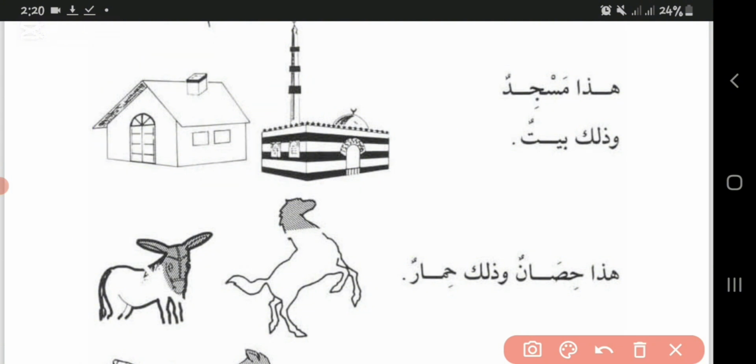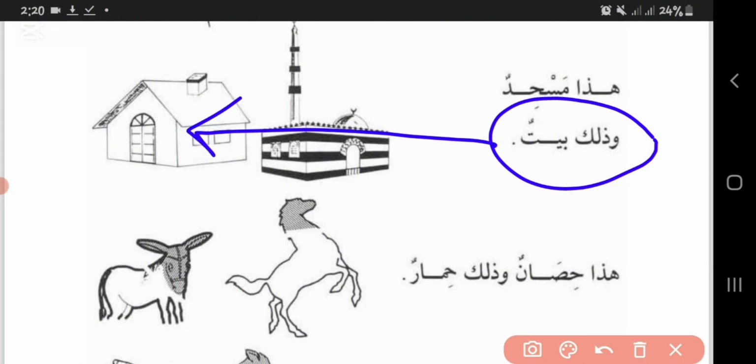So that is why we use dhalika. Dhalika is used for this. So that's why it now says وَذَلِكَ بَيْتٌ, and that is a house.